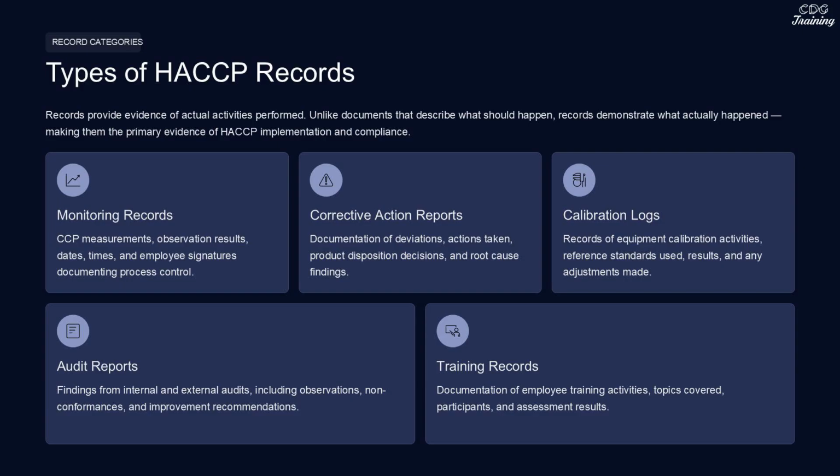Records provide evidence of actual activities performed. Unlike documents that describe what should happen, records demonstrate what actually happened, making them the primary evidence of HACCP implementation and compliance. Monitoring records, corrective action reports, calibration logs, audit reports, and training records all contribute to a comprehensive record-keeping process. These records ensure accountability and support continuous improvement in the HACCP system.